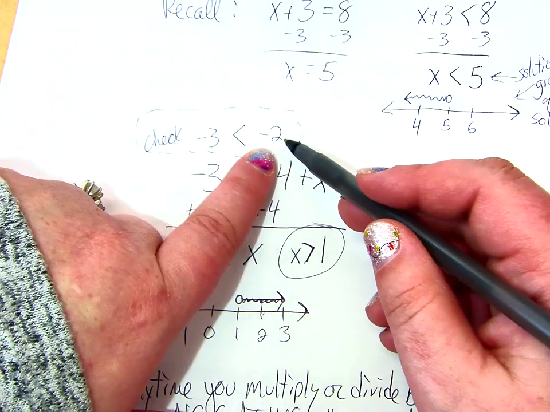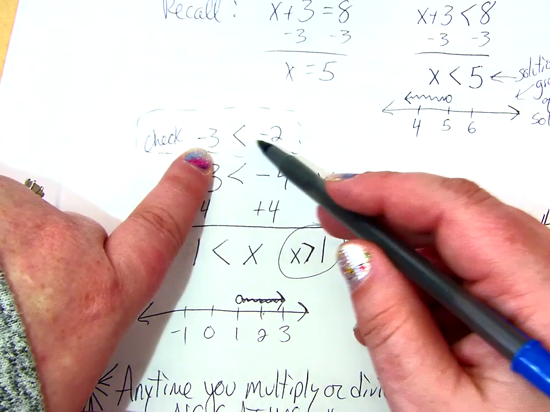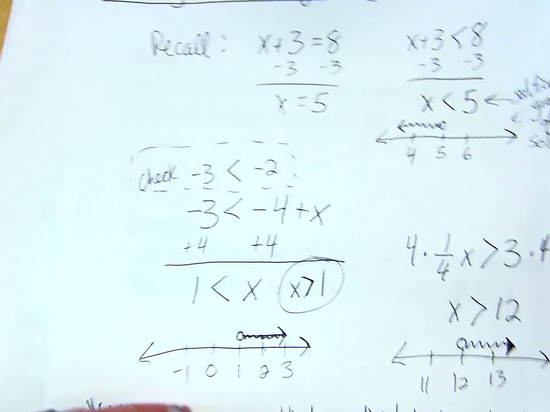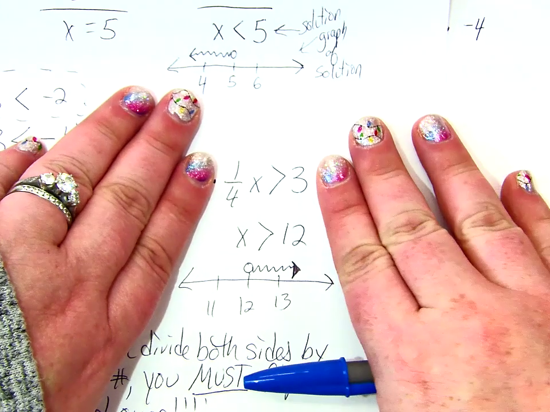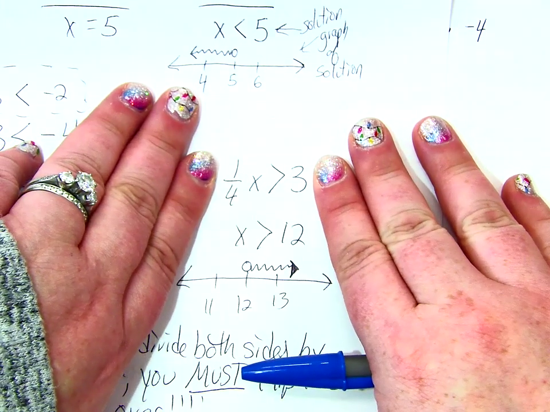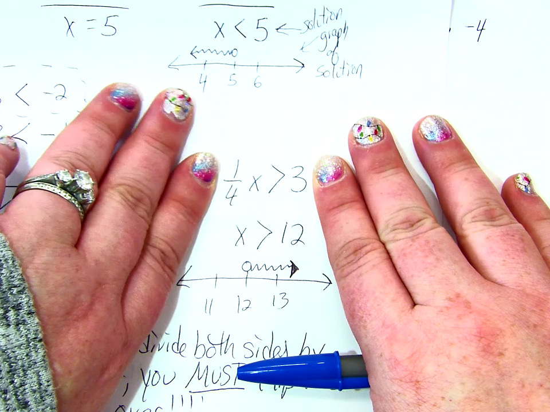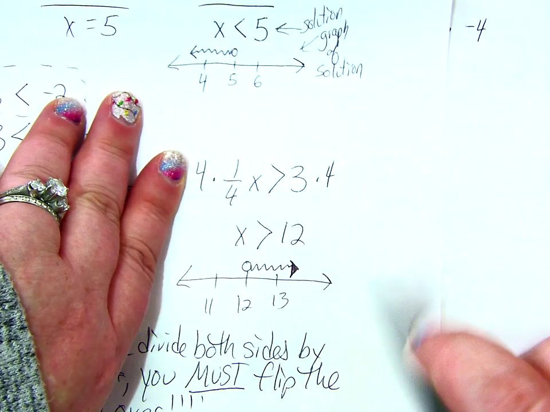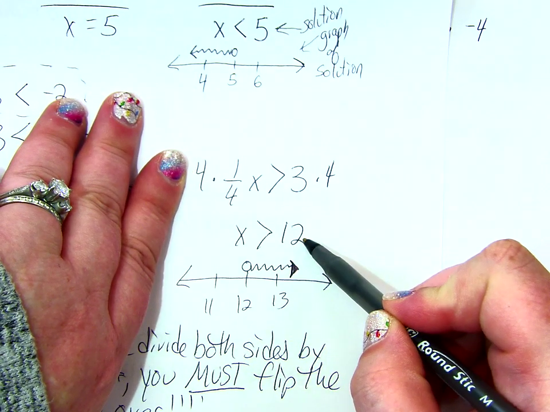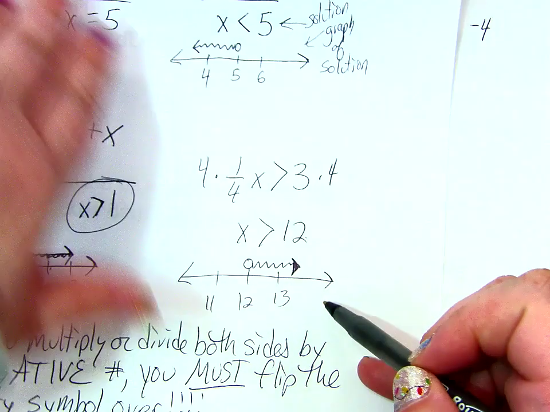-4 plus 2 is -2. -3 is less than -2. So we're sure that that worked. Here we had this problem, 1/4 x is greater than 3. To solve that, you would multiply both sides by 4. So we got x is greater than 12. Go ahead and graph that.